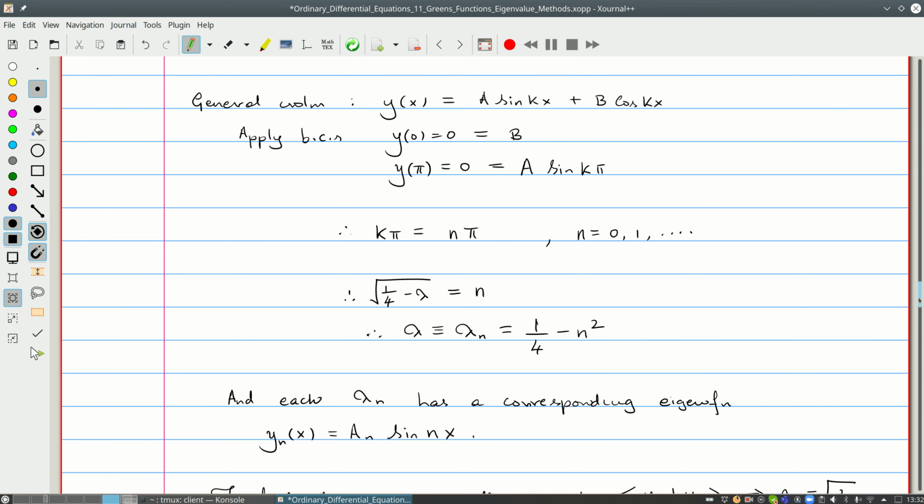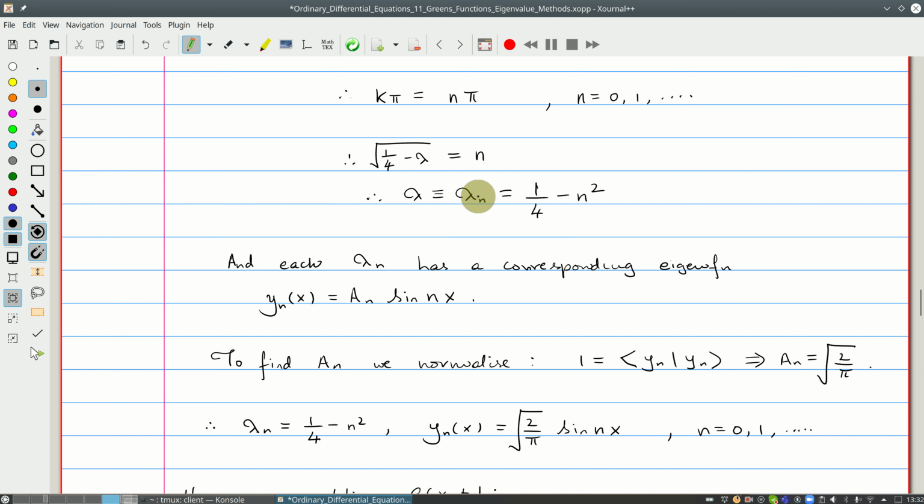Okay, and for each of those lambda n's, lambda now depends on n, so we'll label it as lambda n. For each of the lambda n's, we have an eigenfunction yn of x, which is equal to an, some constant, which we'll find, times sine nx. To find the an's, we normalize this, and I'd like you to show that an is equal to the square root of 2 over pi irrespective of n. Therefore, we have our eigenvalues and our eigenfunctions for all states.